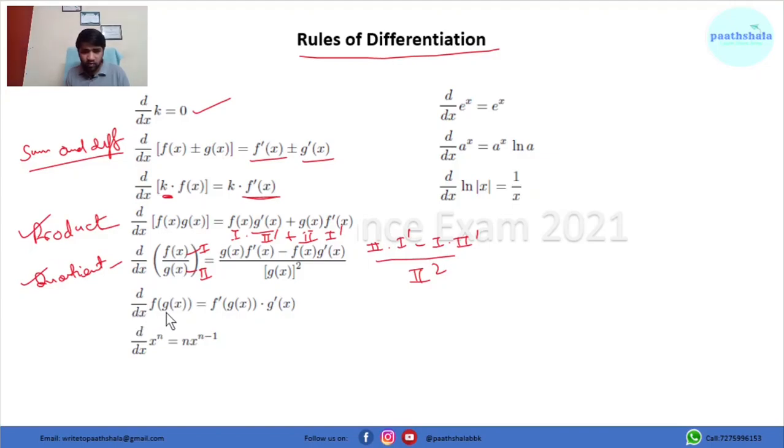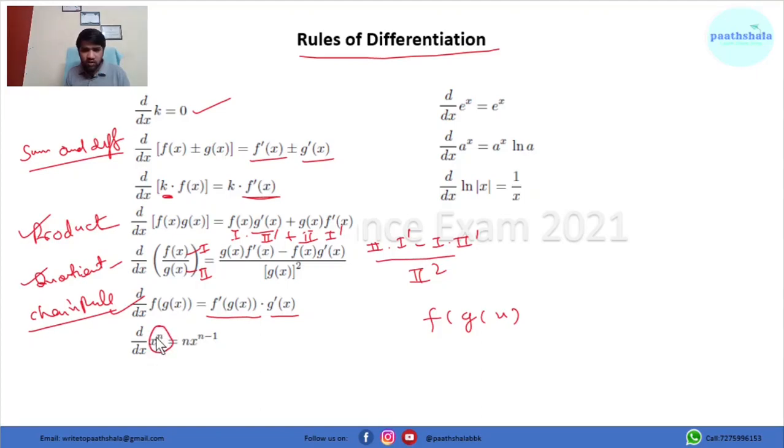Then this is called the chain rule. These rules are all very important. Let's say you have a function, here it is f of g(x). First you differentiate f, which gives f dash of g(x). Then you differentiate the second function which is inside f, that is g(x). So you will differentiate g(x). I'll make you understand when we discuss some examples. Okay, let's move to the next formula.